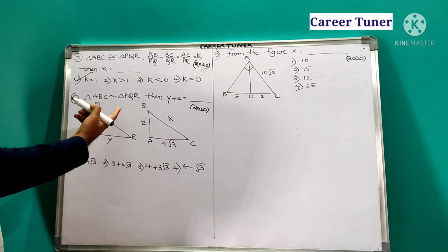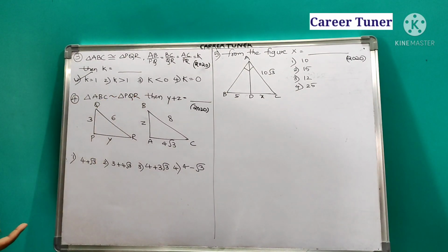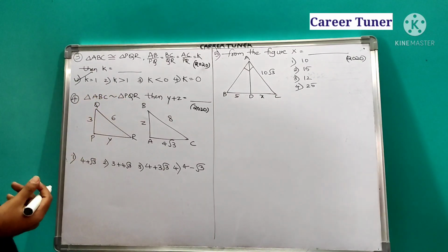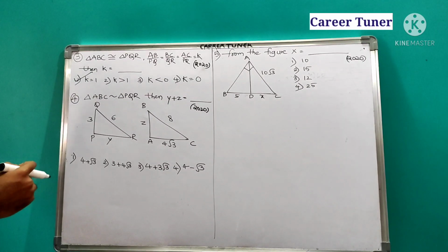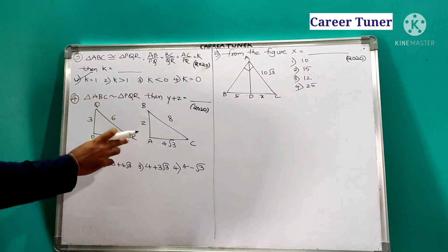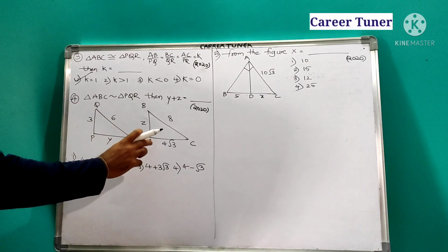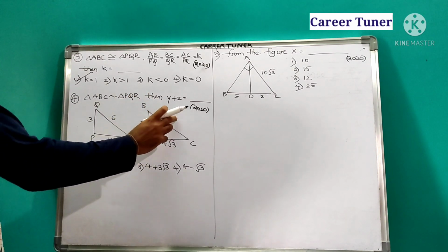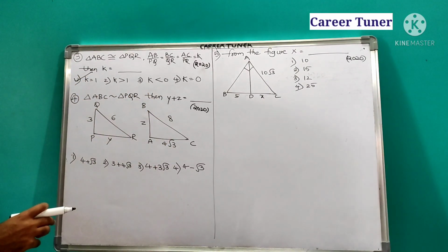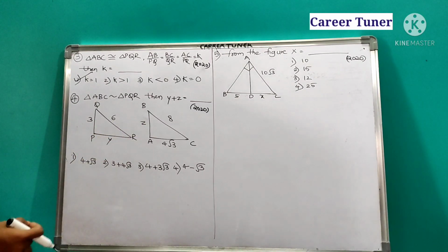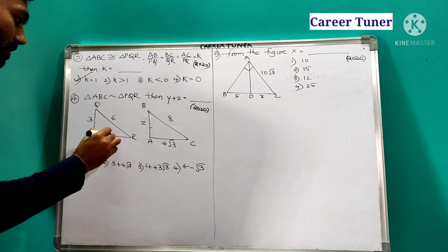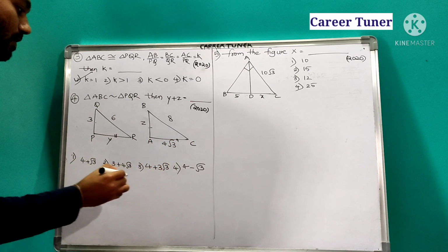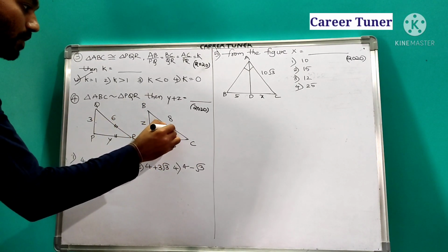Next question. Triangle ABC is similar to triangle PQR, then Y plus Z is equal to. Since they are similar, what is the condition? Corresponding angles are equal and corresponding sides are proportional. Now you see PQR is 3, 6, Y, and ABC is nothing but Z, 8 and 4 root 3. Now since they are similar, corresponding sides will be proportional. Proportional in the sense it should follow the same ratio. That means whatever the ratio is for this side and this side, these both sides also should follow the same ratio, and this side also should follow the same ratio.